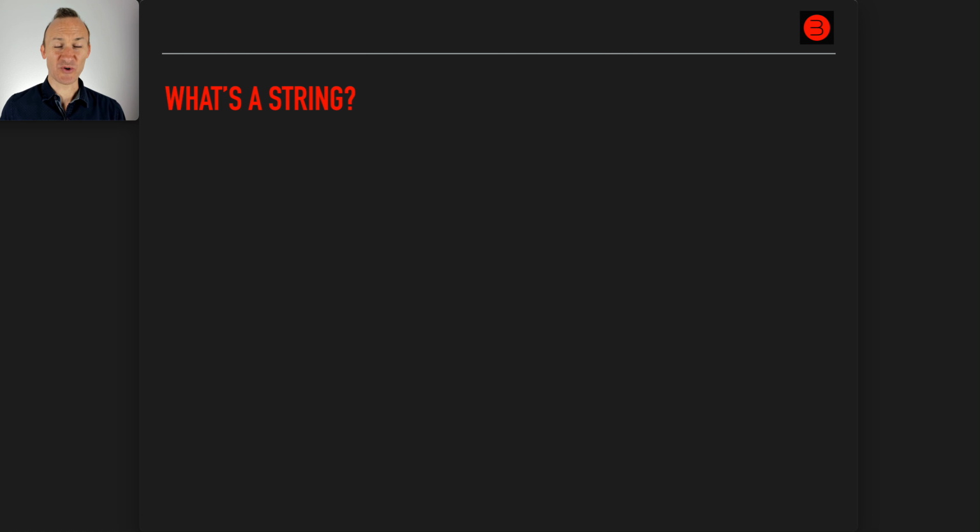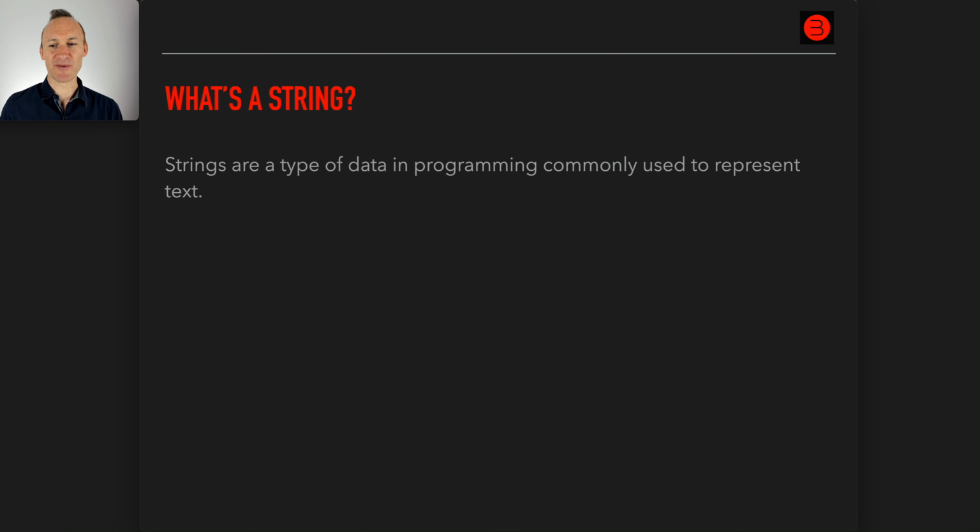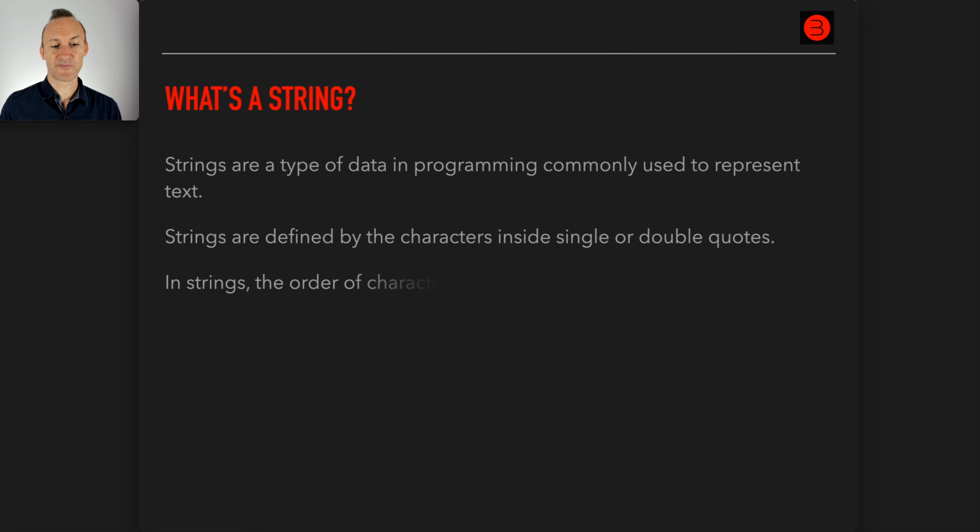It's time to talk about strings. Very exciting topic. If you're new to computer science, you're probably wondering, what's a string? Strings are a type of data in programming commonly used to represent text. Strings are defined by the characters inside single or double quotes. In strings, the order of characters matters.